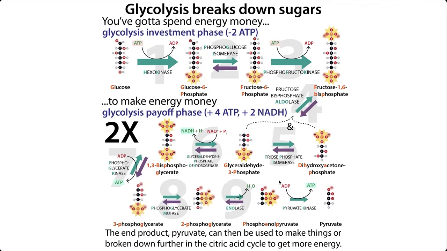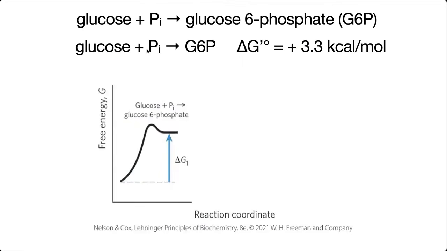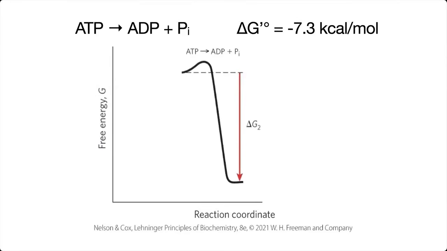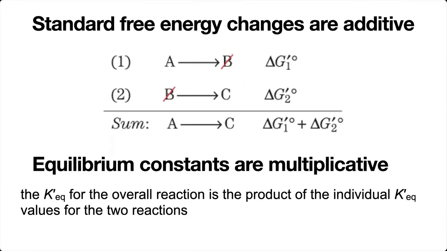Those steps are actually making ATP, but there are also steps of glycolysis where we're spending ATP, such as that first step that we talked about, the hexokinase step. And that hexokinase step is phosphorylating the glucose using the energy from the hydrolysis of ATP. Because free energy changes are actually additive, we can combine that glucose 6-phosphate formation, which had a positive delta G naught prime, and the hydrolysis of ATP, which had a negative delta G naught prime.